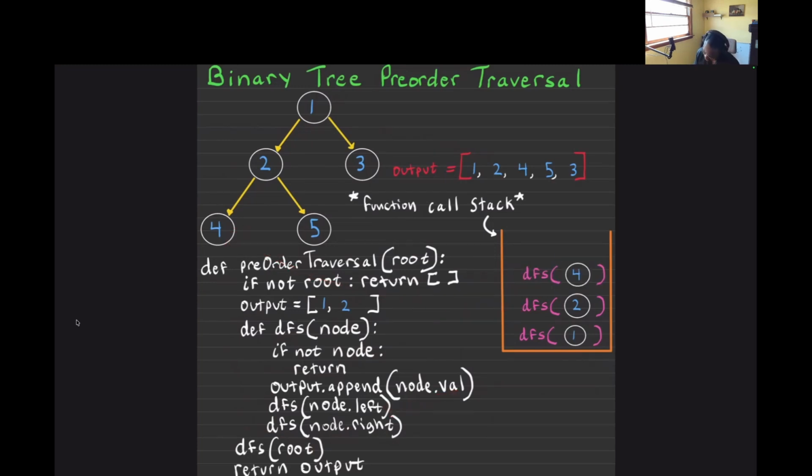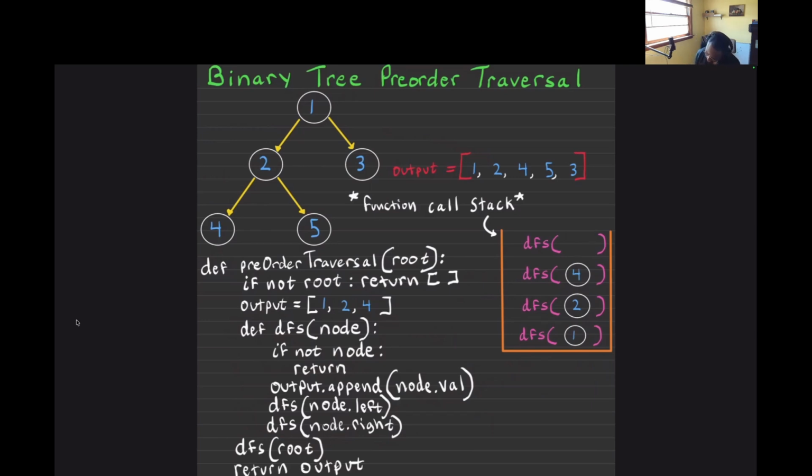All right, so we are back inside the recursive call with the function now running on node 4, right? If not node, return, that's not the case. So we say output.append node.value. Okay, so this 4, we're going to append it to the output. And we're going to call DFS on the left child of node 4, okay? And it's going to be empty because it doesn't have a child. So we're basically passing in None, all right?